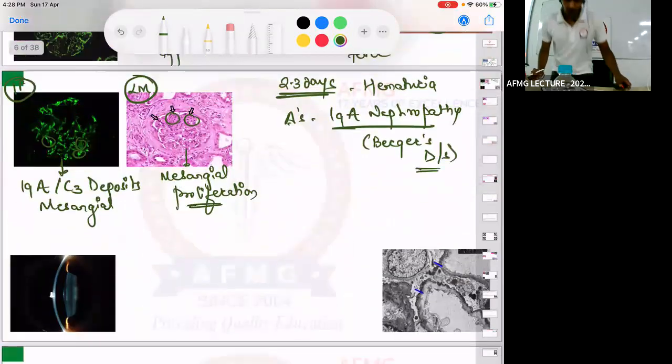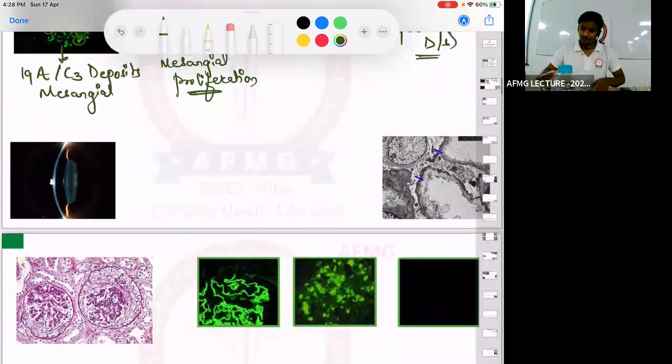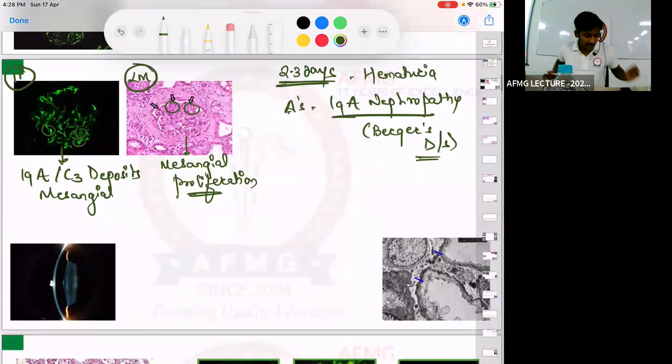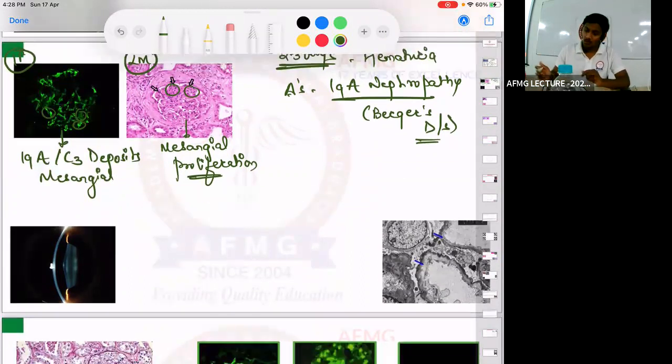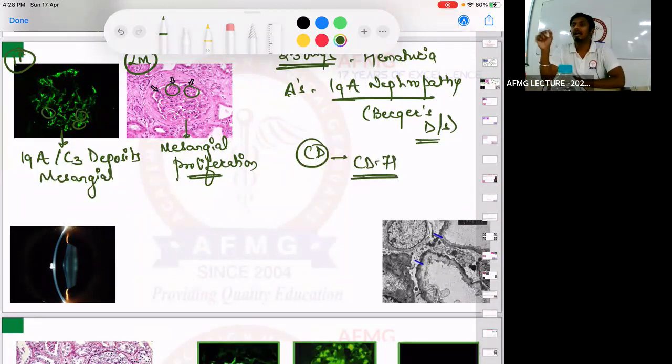Moving further, guys. What treatment will you give in IgA nephropathy? So for proteinuria, you can give steroids to the patient, but again, antibiotics are usually preferred in these patients as well. Okay, no issues with this. What is the CD marker for IgA nephropathy? CD71. No issues with this.